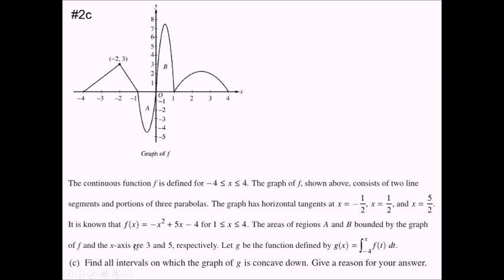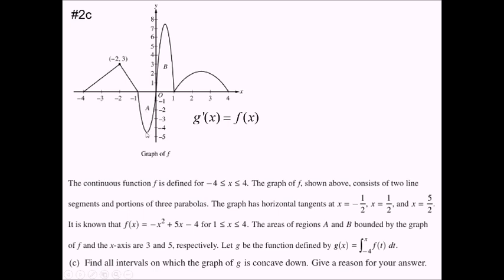For this problem part, we want to know all intervals on which the graph of g is concave down. So what we're really asking here is, where is g prime decreasing? We would say, where is g double prime negative, but it's harder to talk about the graph of g double prime. G prime we can get to pretty quickly because g prime, remember, is really just f of x. So all we have to figure out is where f of x, which we have a graph of right here, is decreasing.